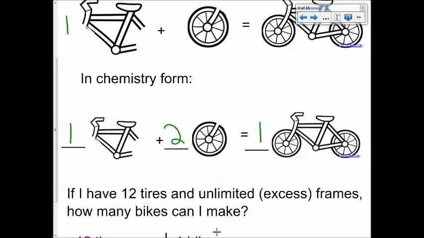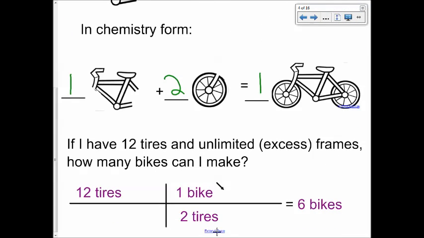So here, if I have 12 tires and unlimited or excess frames, so I have an entire factory full of these bike frames, but I only have 12 tires. How many bikes can I make? 6. Seems pretty easy, right? A lot of you can do that in your head. When we get to chemistry terms, students start to struggle a little bit more. But we can still solve this using stoichiometry.